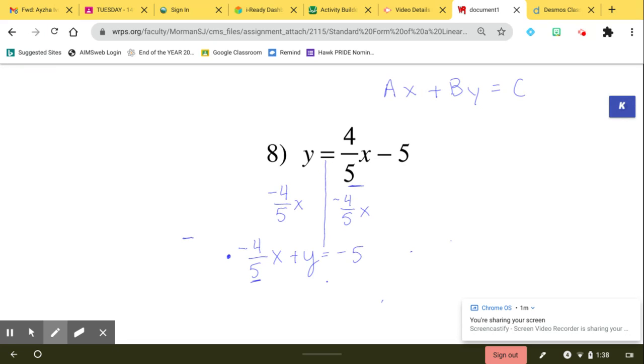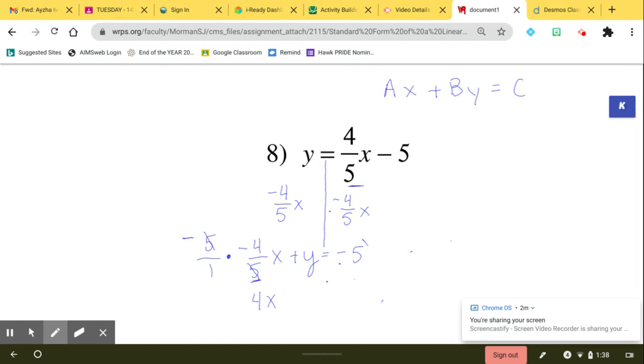And then I need to get rid of my denominator, so I need to get rid of the 5, so I'm going to be multiplying it by negative 5. Notice how when I do that, negative times a negative is a positive, and then I can cross simplify here, so dealing with ones, so this just becomes positive 4x.